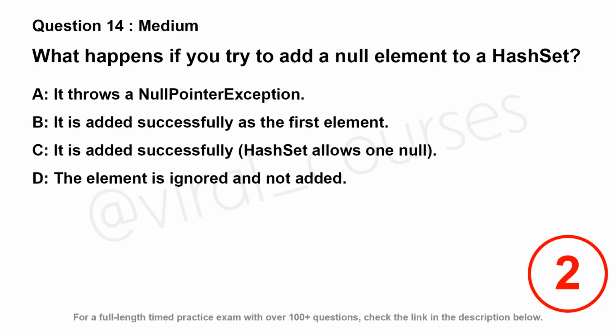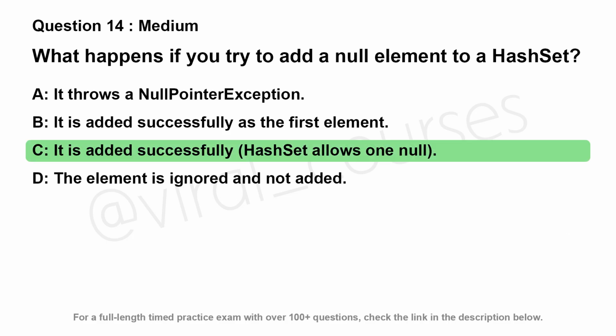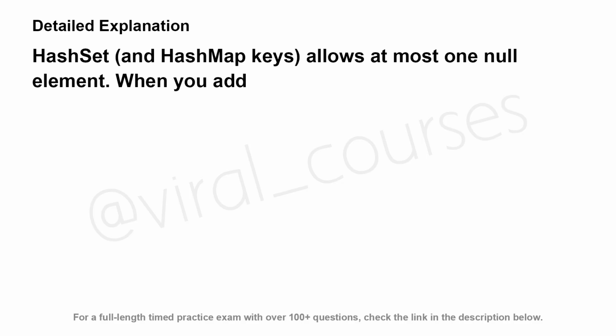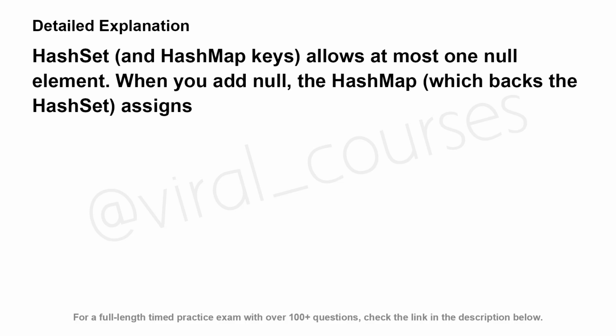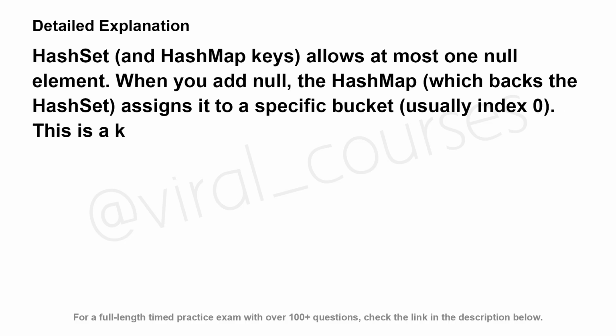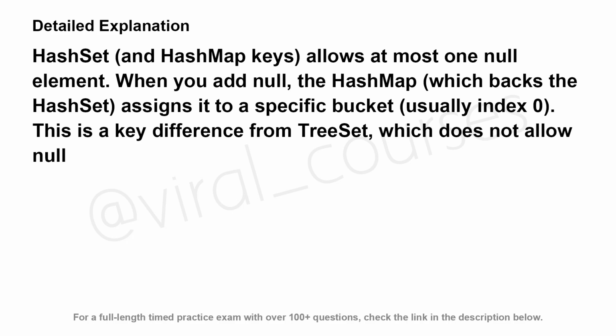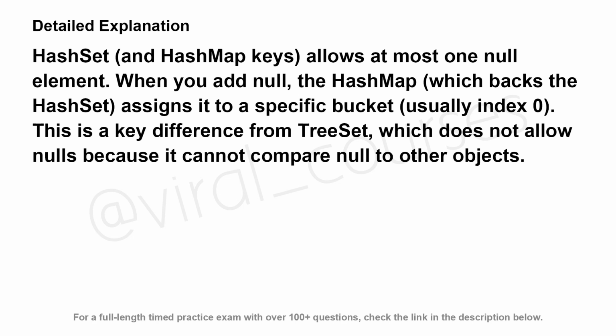The correct answer is C. HashSet, and HashMap keys, allow at most one null element. When you add null, the HashMap, which backs the HashSet, assigns it to a specific bucket, usually index 0. This is a key difference from TreeSet, which does not allow nulls because it cannot compare null to other objects.